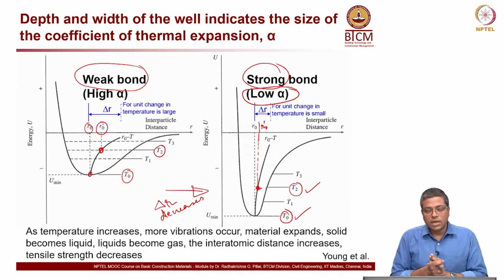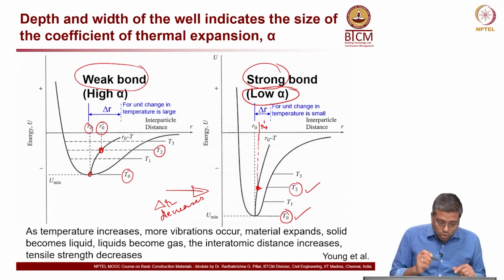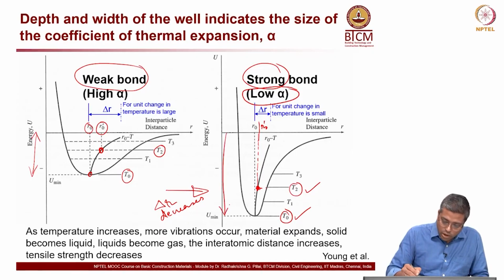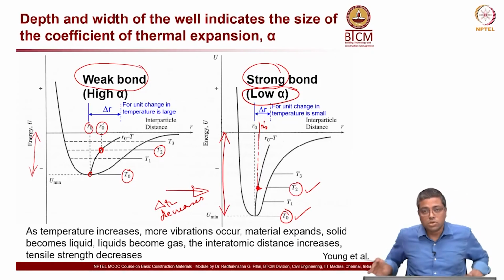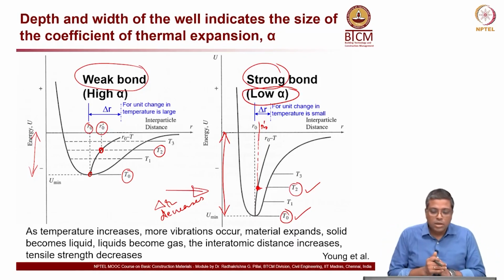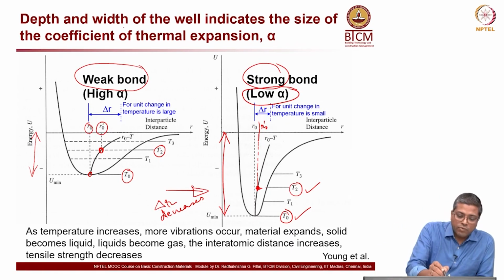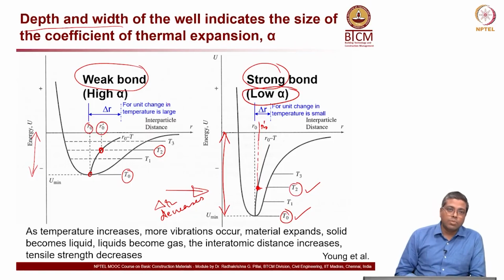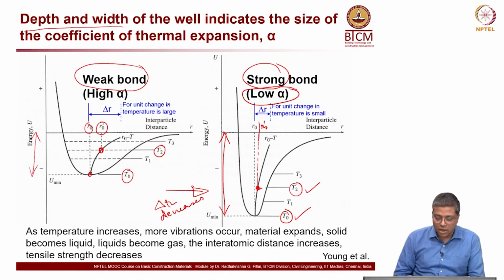So, in general we can say if you have strong bond systems, then you can expect the material to have a low coefficient of thermal expansion. That means the deviation in the dimensions of the material might be very, very limited. And another thing to look at is not only the width, but also the depth. The energy required here is also very, very large in the case of strong bond. We already discussed this in the previous slide. But anyway, the point is that the depth and width of the well, this curve shape, indicates the magnitude of the coefficient of thermal expansion alpha.